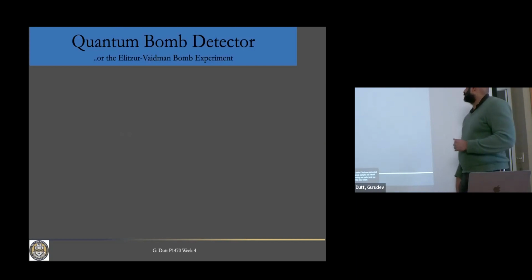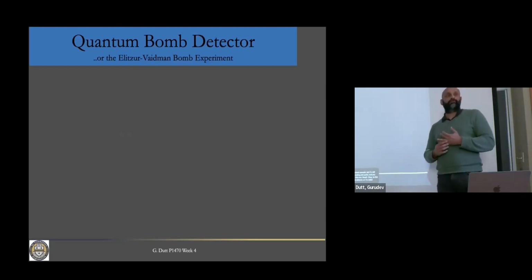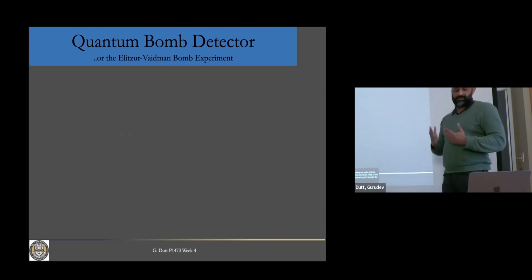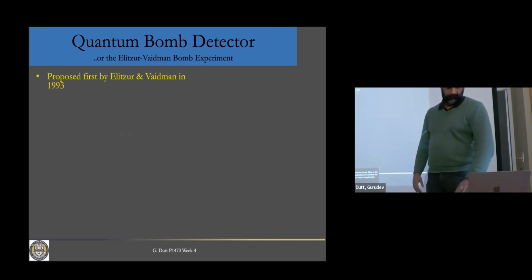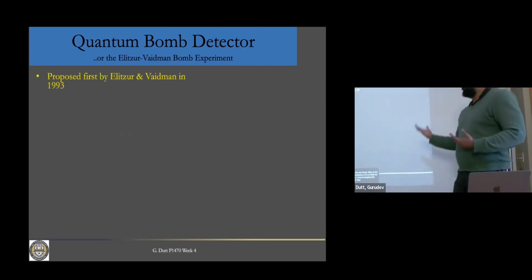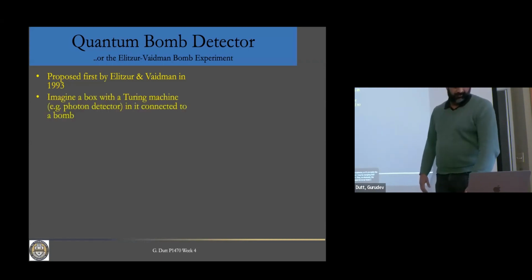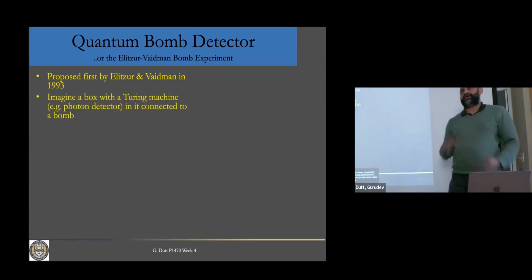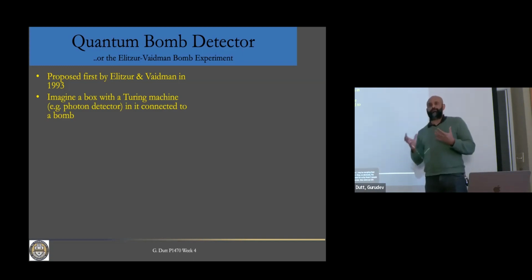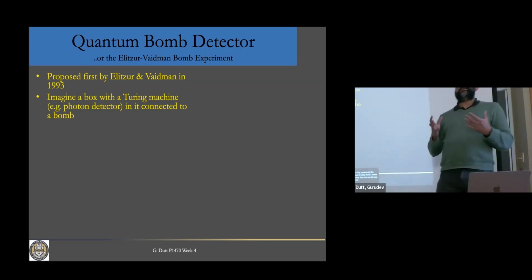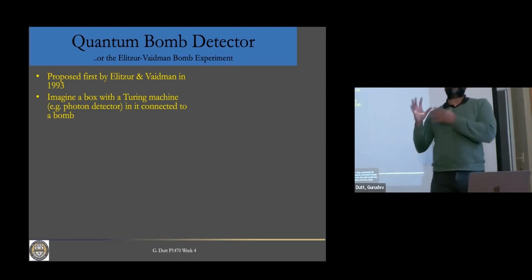Okay, so this is the quantum bomb detector, or really the Elitzur-Vaidman bomb experiment. I may be mangling their names. It was proposed first by those two people in 1993. The idea they came up with was, imagine you have a box and it has a single photon detector. That was the way they constructed the example.